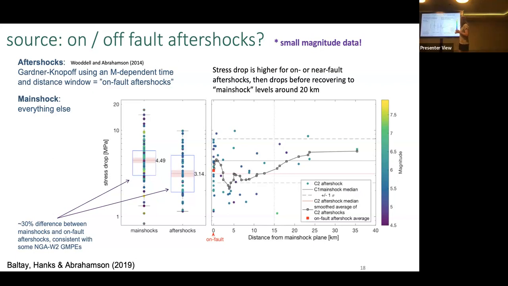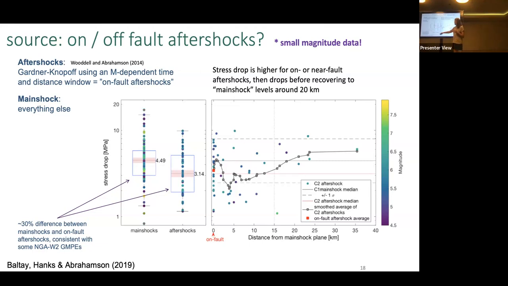So on this plot on the right here, this is the magnitude of the aftershocks. And these are details about how we defined aftershocks and main shocks, but that's, I think, less important to the point I wanted to make. But here's the distance from the main shock fault plane, and then the stress drop from those aftershocks.